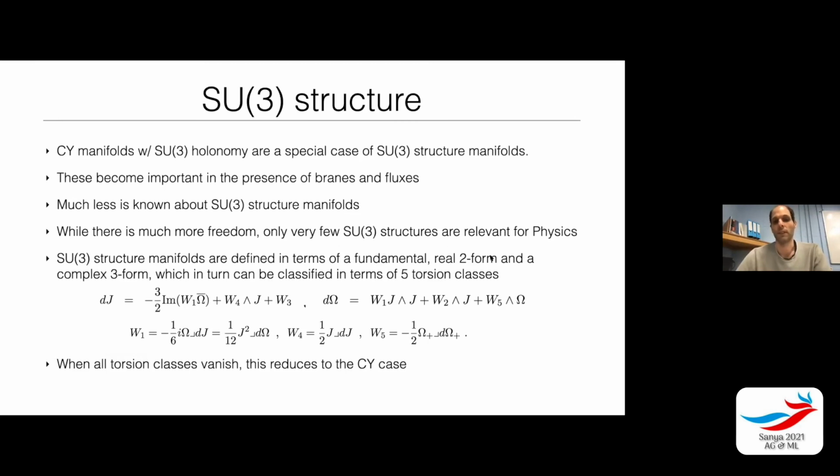So the SU(3) structure manifolds can be defined in terms of these 5 torsion classes. You have a fundamental 2-form J and a complex 3-form omega, and you can write dJ and d omega in terms of one another and in terms of these W1, 2, 3, 4, 5. If all of these were 0, then dJ would be 0 and d omega would be 0, and you would be back to the Calabi-Yau case. If, for example, W1 and W2 are non-zero, then you're non-complex anymore. If W3, W4 is non-zero, of course, you go away from Kähler and so on. So you can classify the properties that your space has based on these torsion classes.